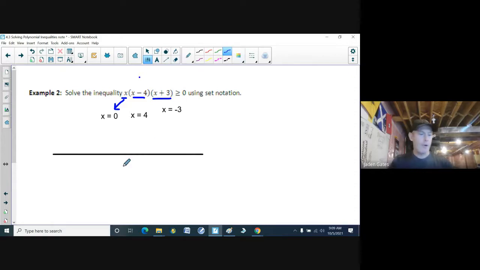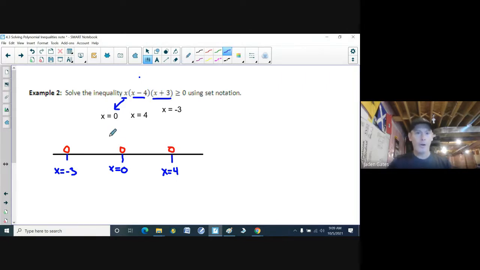All right, so here's my number line. Now I'm going to put my x-intercepts on this number line. We got an x equals 0 here. We got an x equals 4 over here. And I got an x equals -3 over on the left here. It doesn't really matter. This is just a sketch. The key part here is that at these values, our function is equal to 0. So I got the 0 in there.